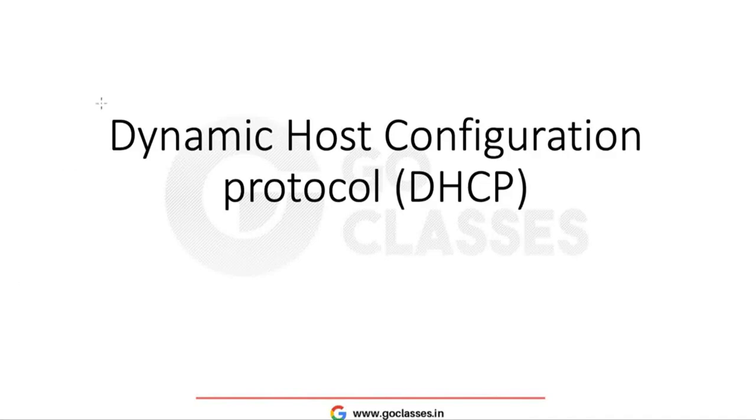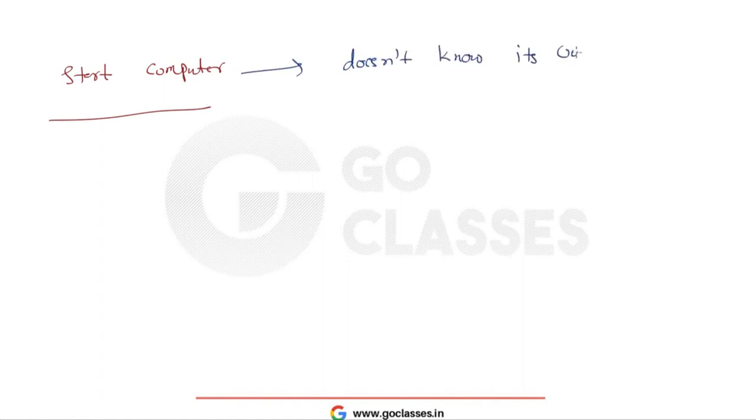Let's see one of the protocols that we use at the application layer, which is DHCP. DHCP stands for Dynamic Host Configuration Protocol. So what it does is, suppose you boot your computer, or you start your computer, and when you start your computer, the computer doesn't know what its IP address is. I mean, if you connect that to the internet, then the computer doesn't know the IP address initially, right? It doesn't know its own IP address.